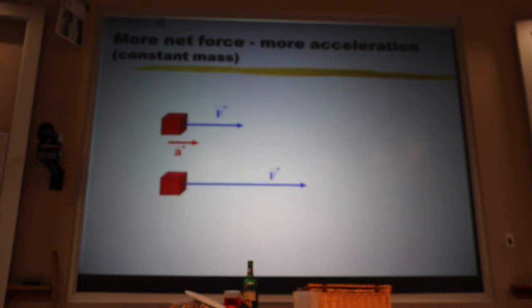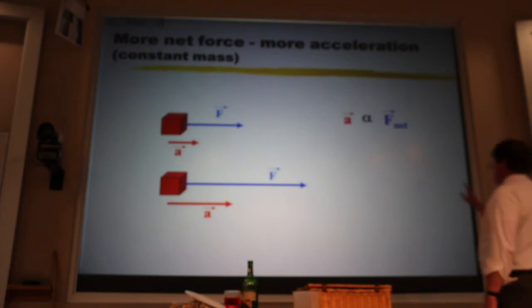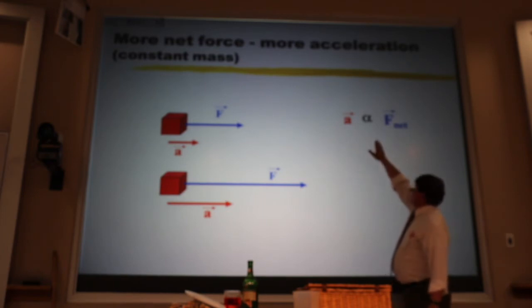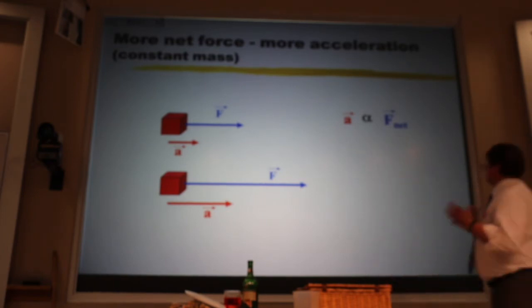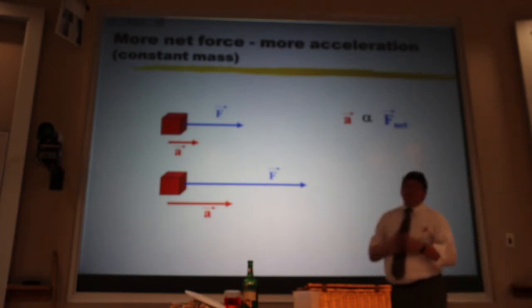Then they take that same object and they exert twice the force on it. They find that the object accelerates by a greater amount. When they do careful measurements, they find out that the acceleration is twice as great. So what they find is that acceleration is proportional to net force. If you double that, you double that.